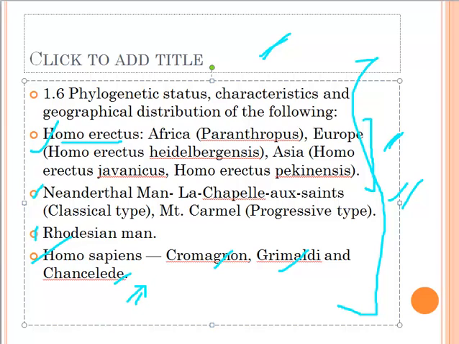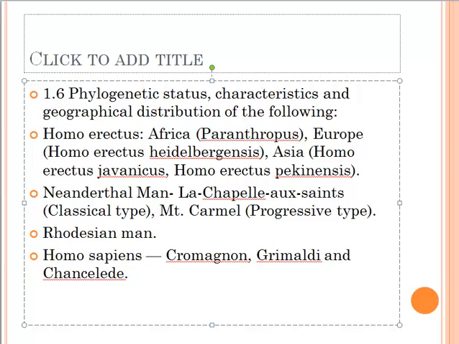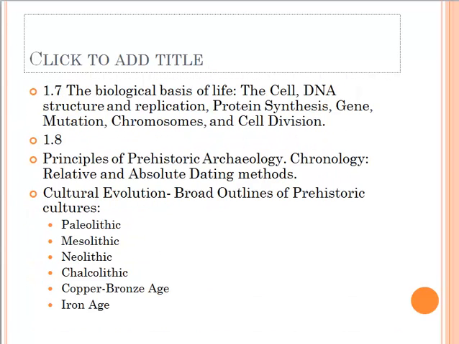Okay, coming to the next chapter. Chapter 1.7, the biological basis of life: the cell, DNA, structure and so on. This chapter is basically just for your understanding of basic human genetics and how the human body works. Not many questions have been asked from this particular chapter.